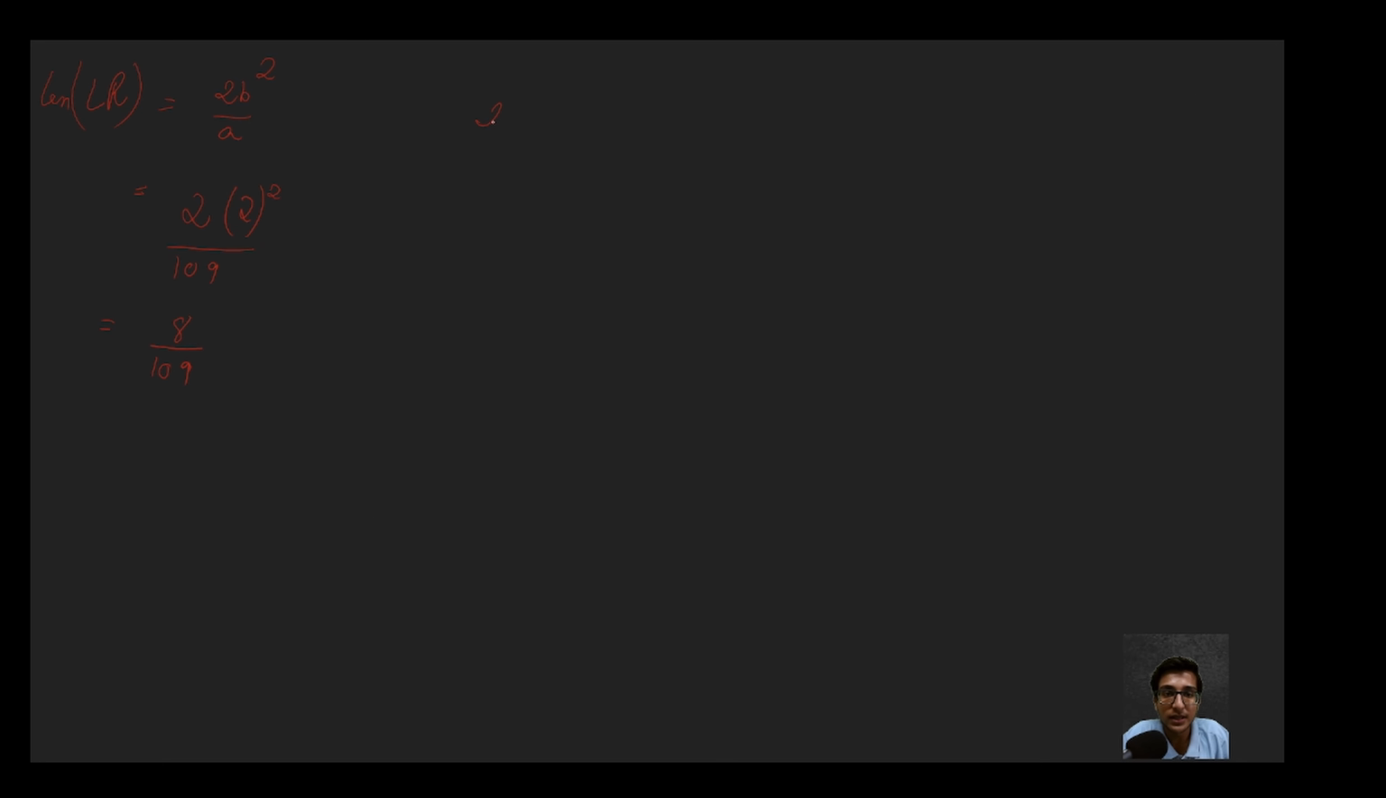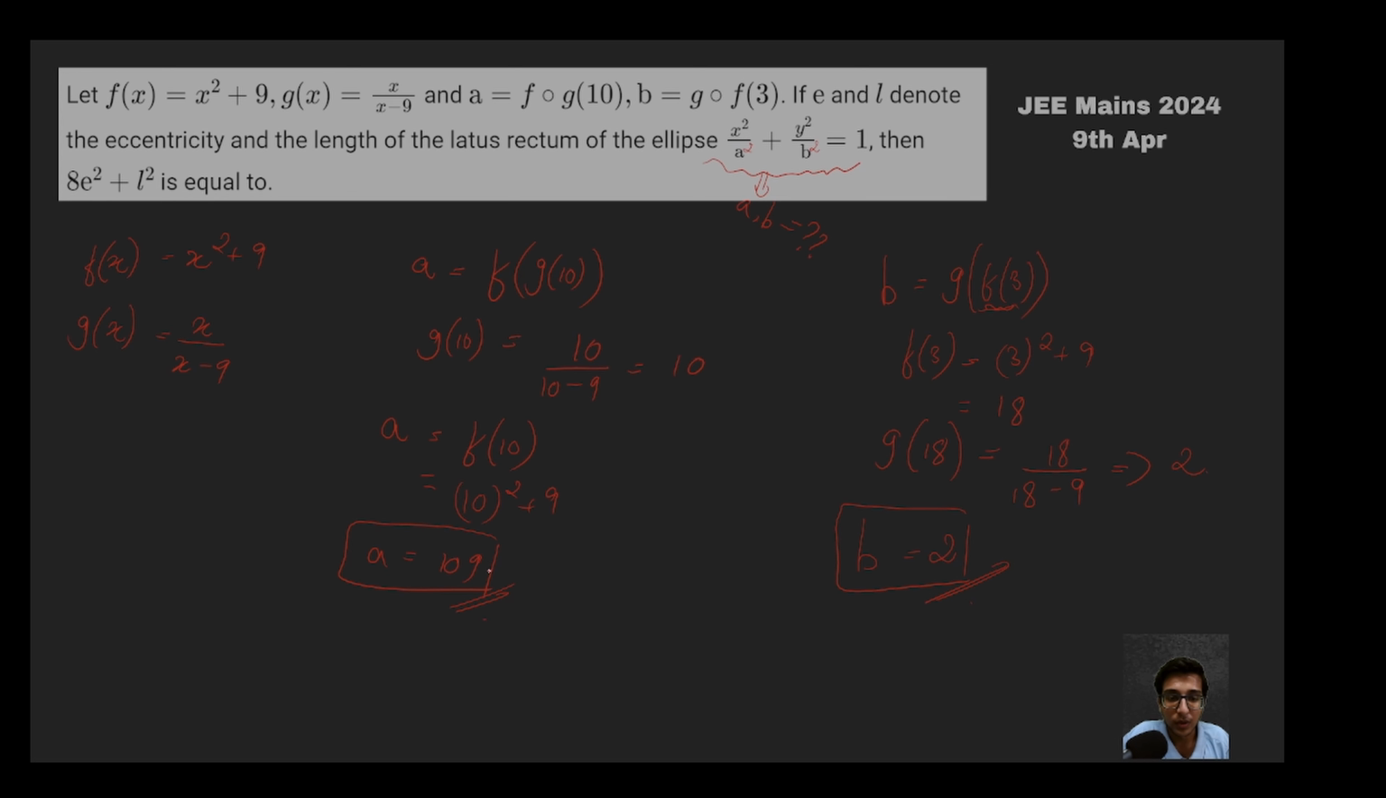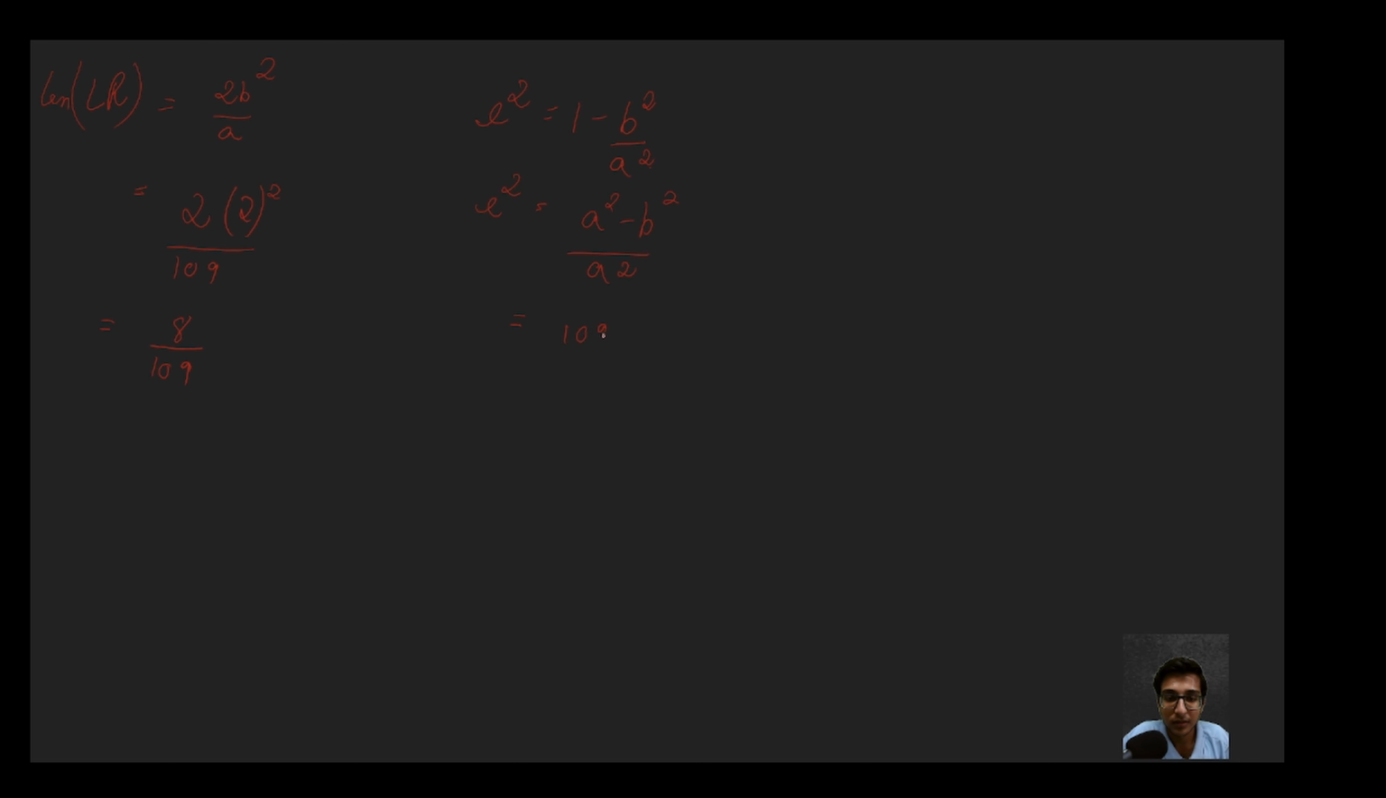Now let us find out the eccentricity. This can be written as 1 minus b square by a square. So eccentricity squared would be equal to a square minus b square by a square. So this can be written as a square, 109 whole square, minus b square, which is 4 upon a square. This is our eccentricity.